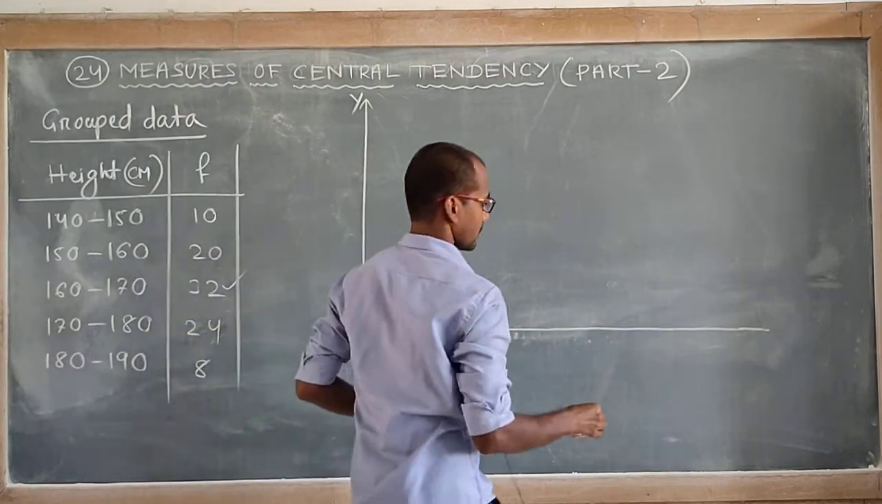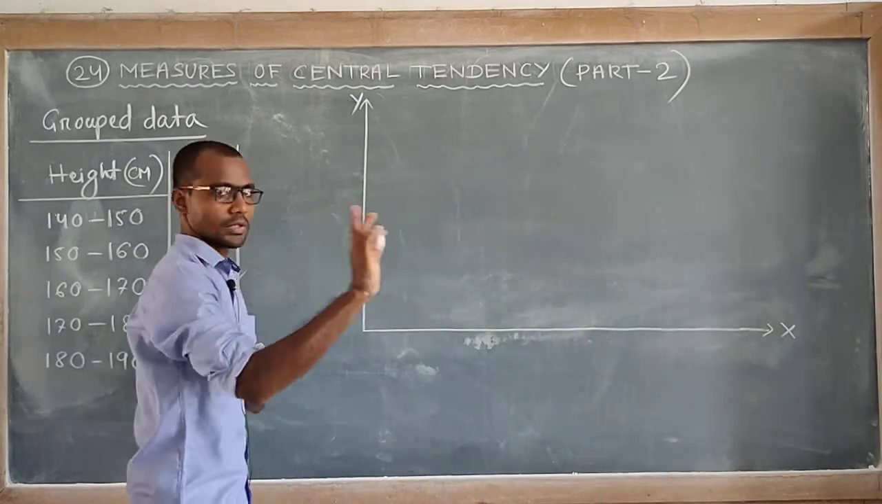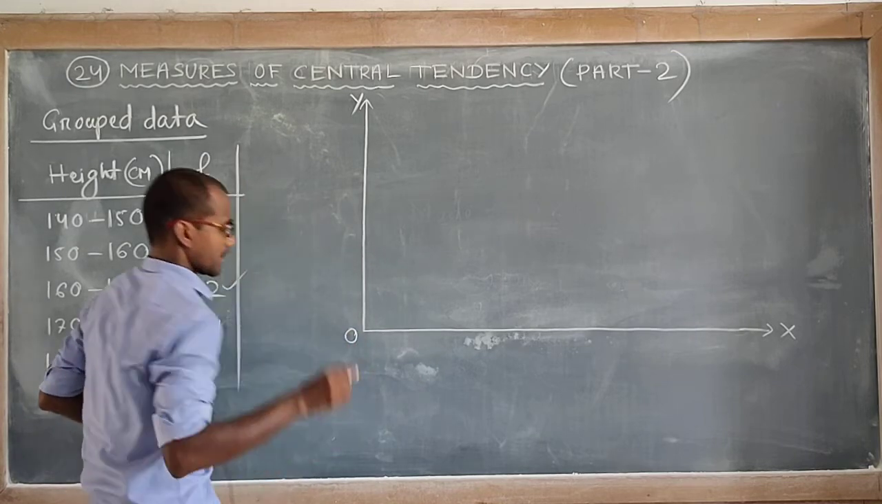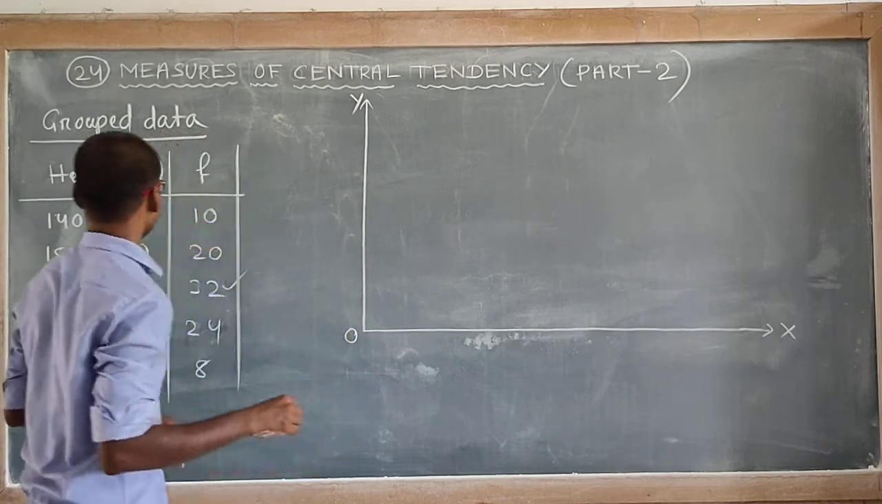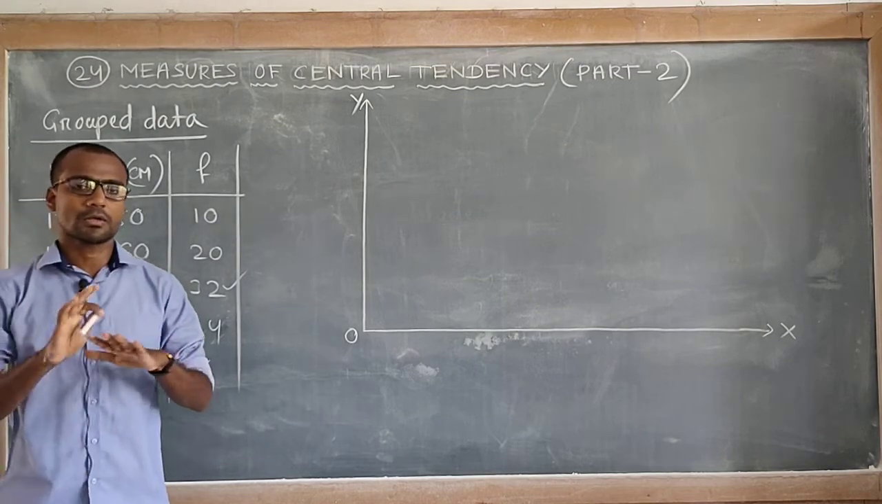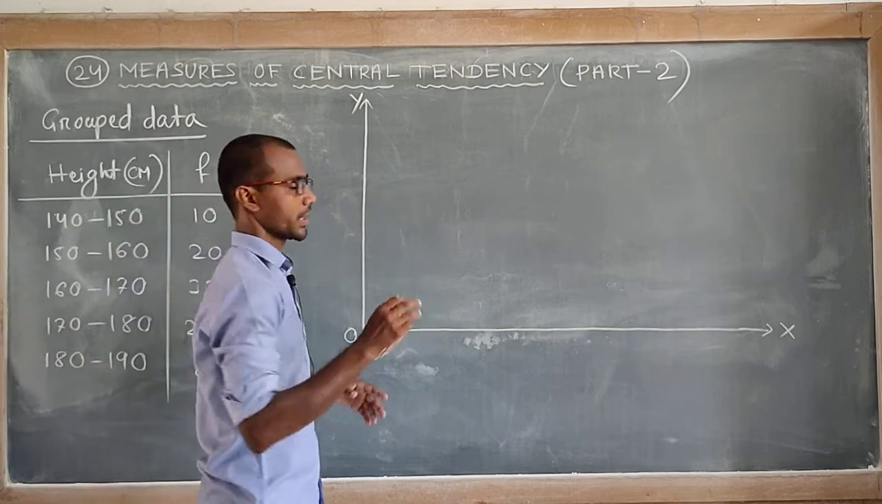This is y, this is x. You have to do it on graph paper using a pencil and scale. This is 0 for the origin. The starting value is 140, which means 0 to 140 is not required. We can start from 140. Suppose I am taking 2 cm.